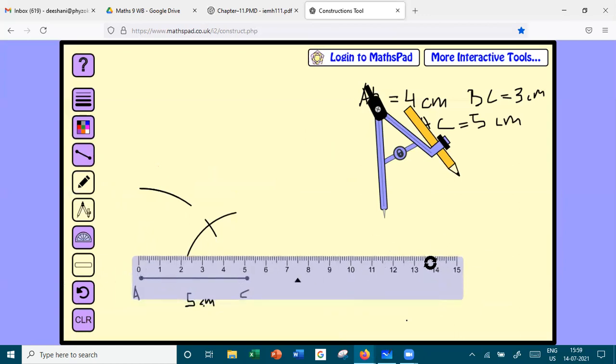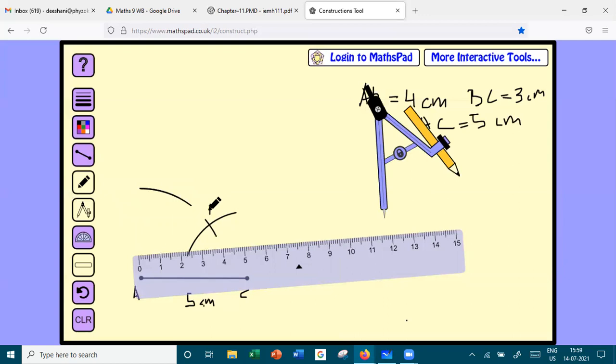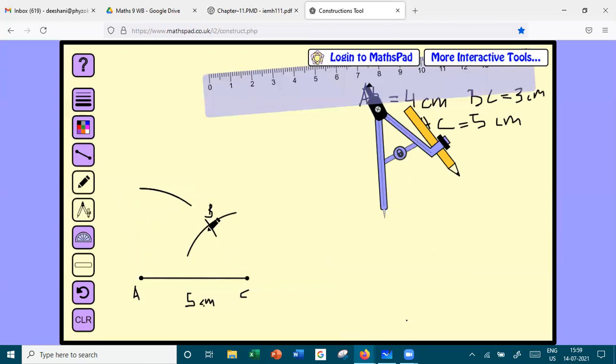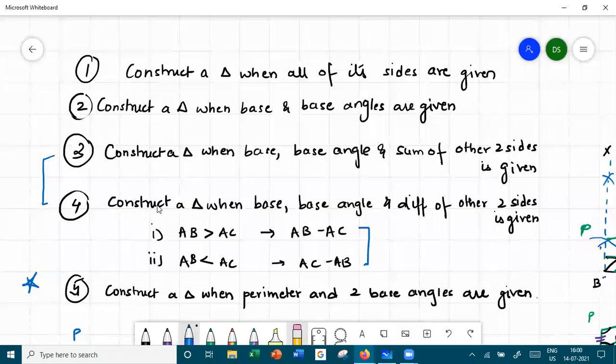Okay, so finally I've made the point here. I'm not waiting to join it. Please join it yourself. It will take me another half an hour to do it. So this is the point B where the two arcs intersect. Once you join AB and BC, make sure to write AB is equal to 4 centimeter here and BC is equal to 3 centimeter here. For triangles, all this is necessary. Name all the points or all the vertices, right? And wherever possible, if you are able to write the measurements, please do that also. Okay, this is how it would look like. So this is case 1, which is nothing but construct a triangle when all of its sides are given. This is when all three will be given and you need to make a triangle. Okay, we are done with that.